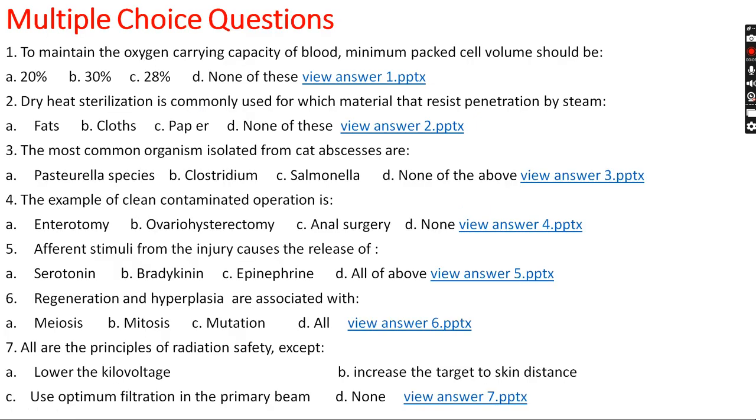Question number one. To maintain the oxygen carrying capacity of blood, minimum packed cell volume should be: option A, 20%; option B, 30%; option C, 28%; or option D, none of these. The right answer is option A, that is 20%.